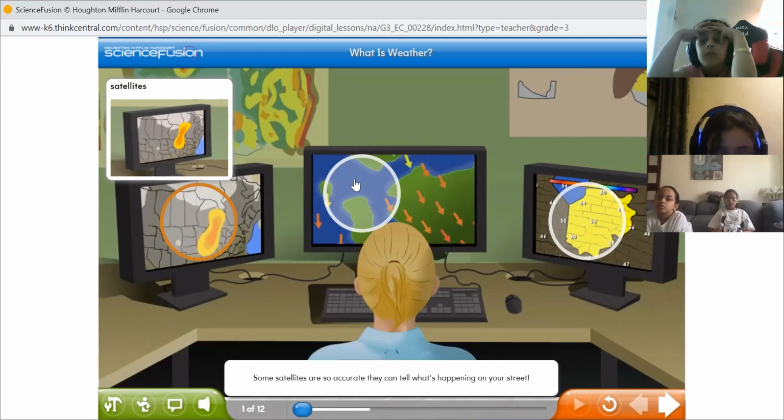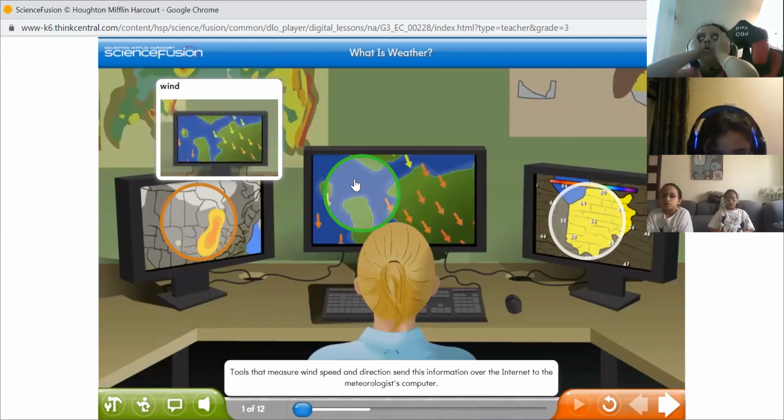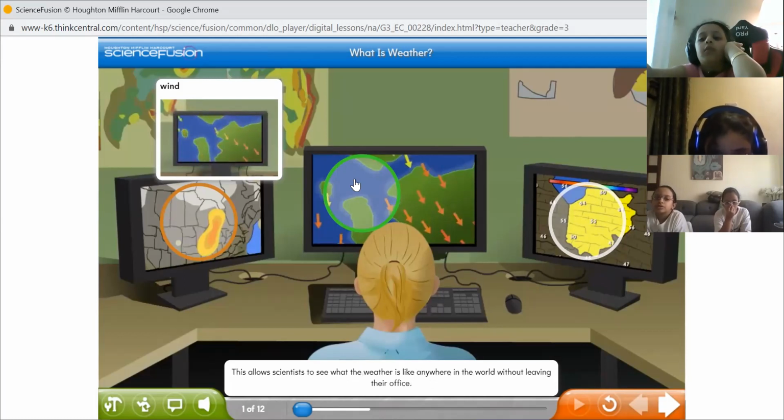Meteorologists track wind speed and direction. Tools that measure wind speed and direction send this information over the internet to the meteorologist's computer. This allows scientists to see what the weather is like anywhere in the world without leaving their office.